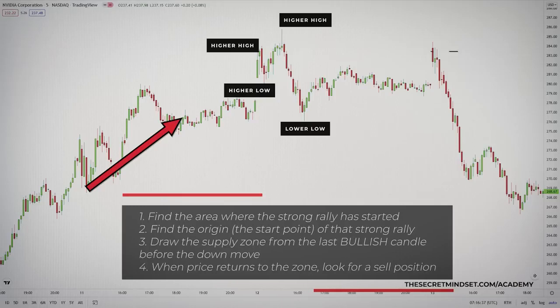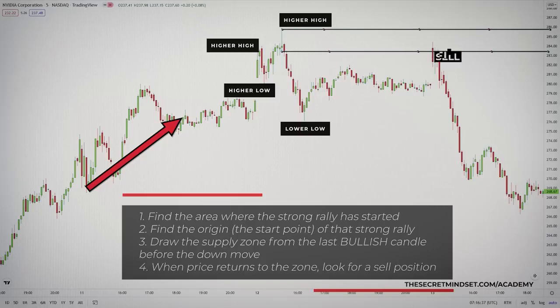You look at the left side of the previous high, where the previous strong down move started. After that, you need to find out the origin of the strong down move. Remember, supply zones are found when the market makes a large down move from a single candle or from a base. You draw the supply zone from the last bullish candle before the down move.